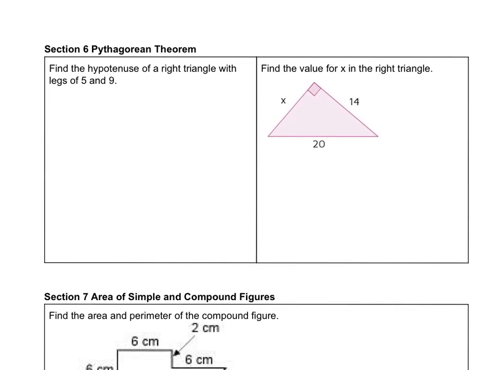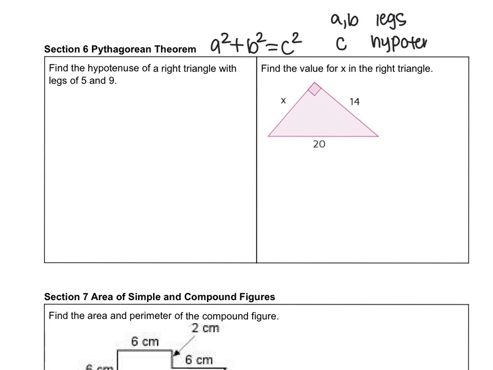So next, in section 6, we talked about the Pythagorean theorem. So remember, Pythagorean theorem is a squared plus b squared equals c squared, where a and b are the legs of your right triangle and c is always the hypotenuse. So we want to find the hypotenuse of a right triangle with legs of 5 and 9. So it doesn't matter what I plug 5 and 9 in for a and b. So I could put 5 squared plus 9 squared or 9 squared plus 5 squared, but I do have to have the hypotenuse kept as c.